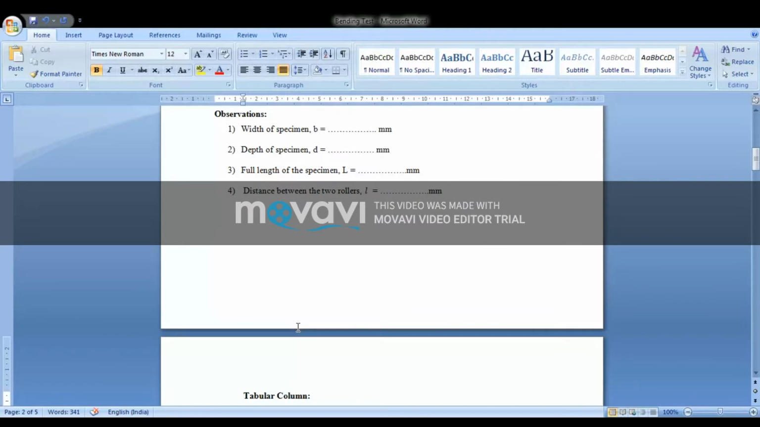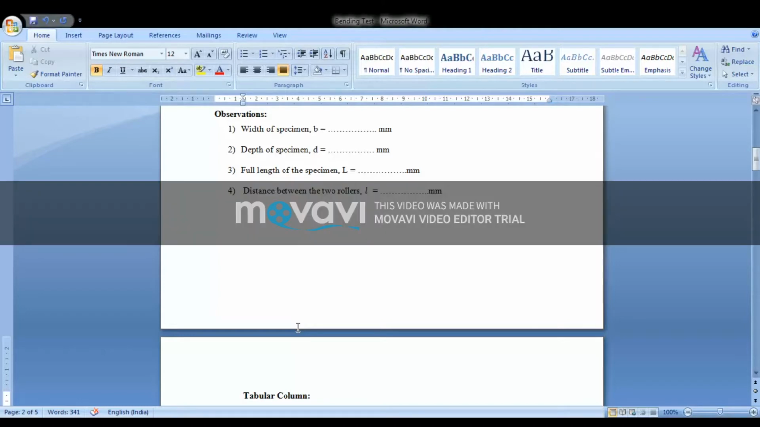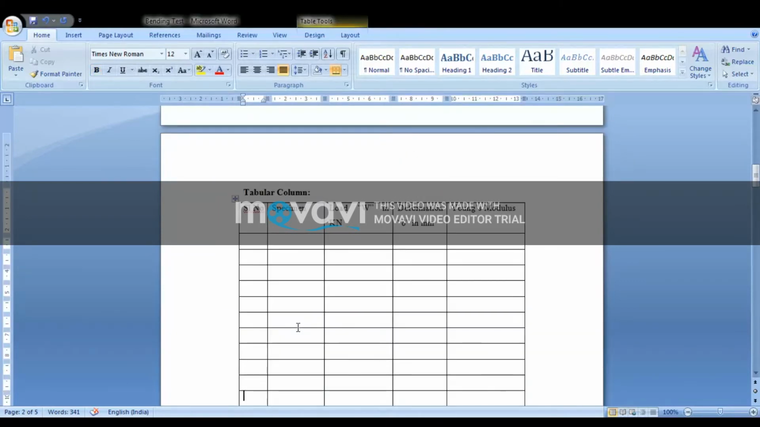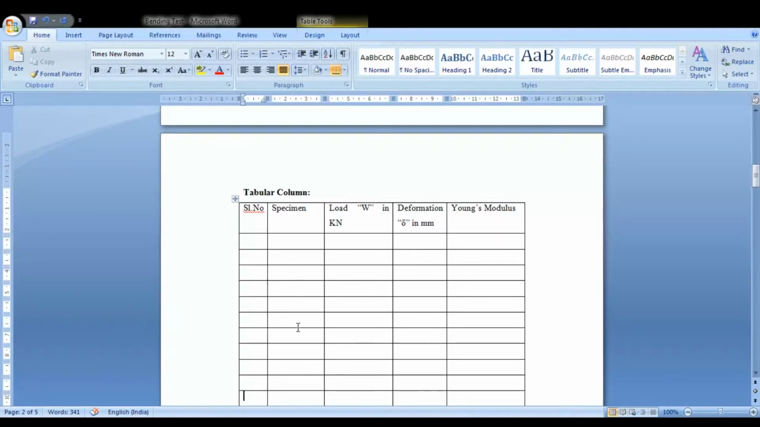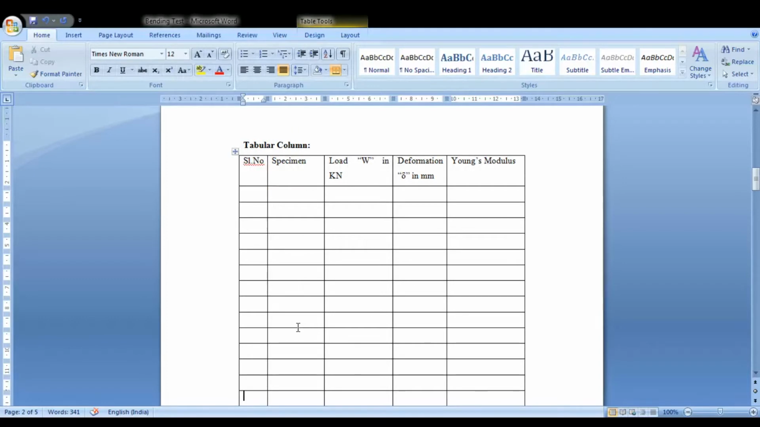The observations in this experiment: we first need to measure the width of the specimen B, the depth of the specimen D, the full length of the specimen L, and the distance between the two rollers, that is small l. The tabular column includes the load W, deformation delta, and Young's modulus.